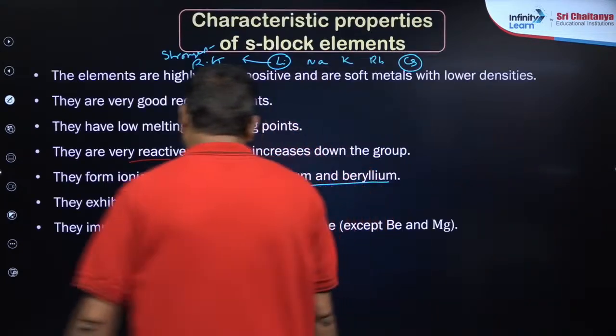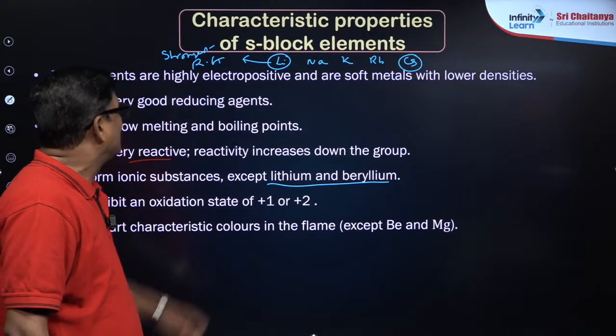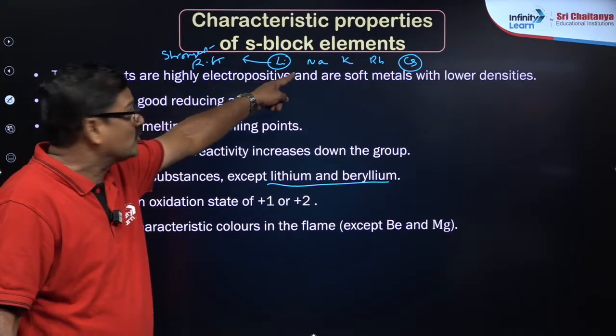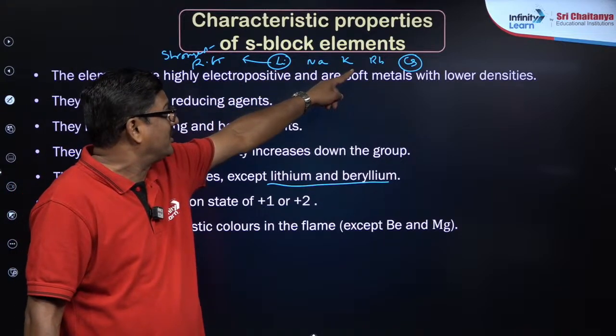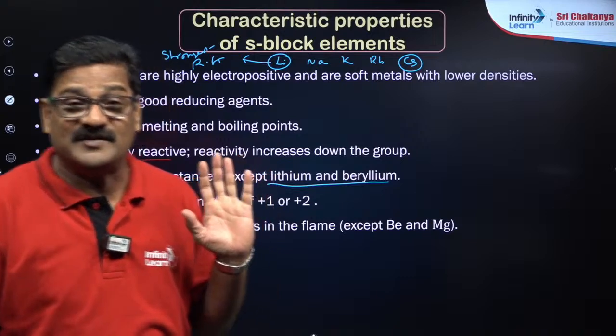They impart characteristic color in the flame except beryllium and magnesium. Lithium crimson red, sodium golden yellow, potassium lilac, rubidium red violet, cesium blue violet. Remember, so practical chemistry है.